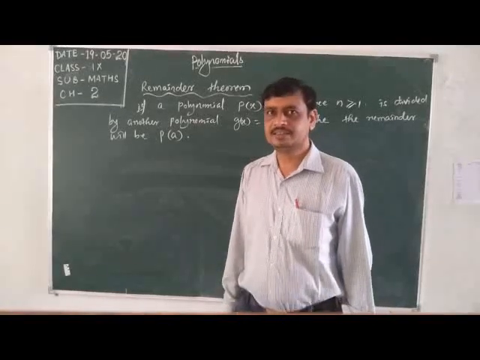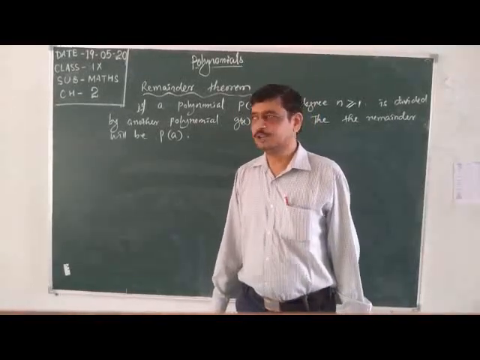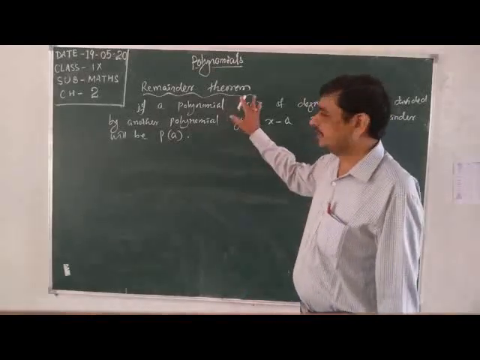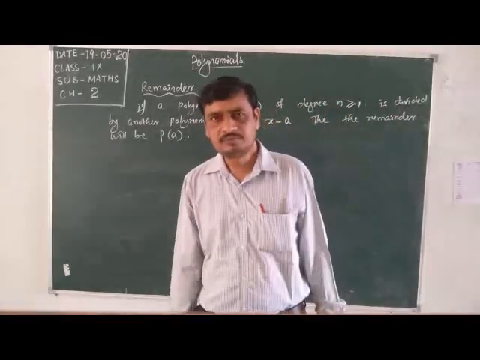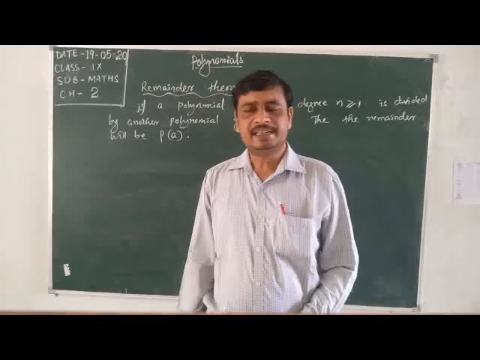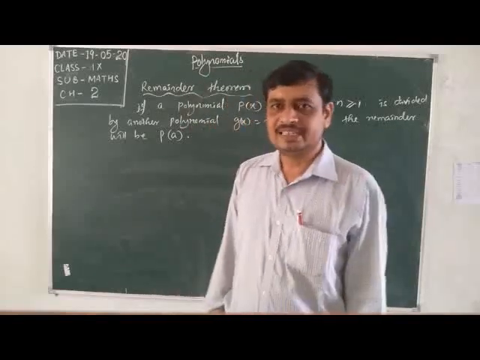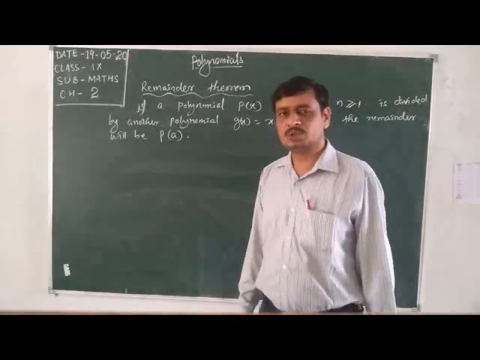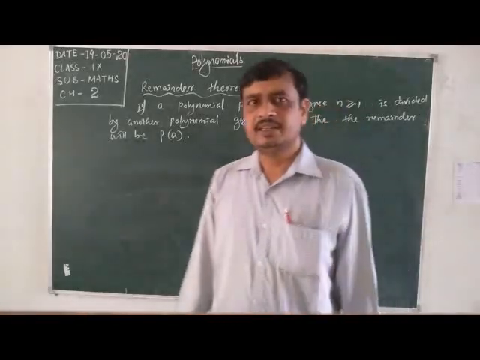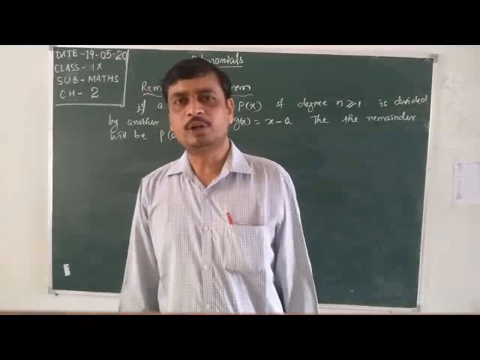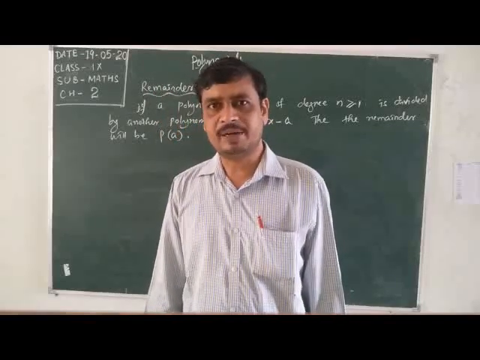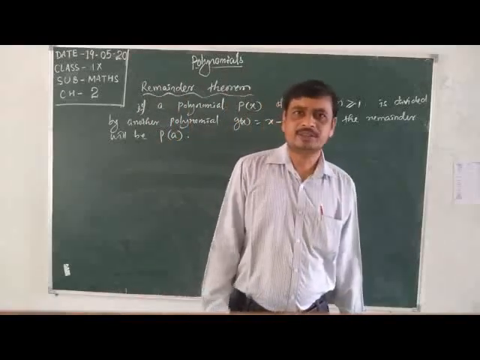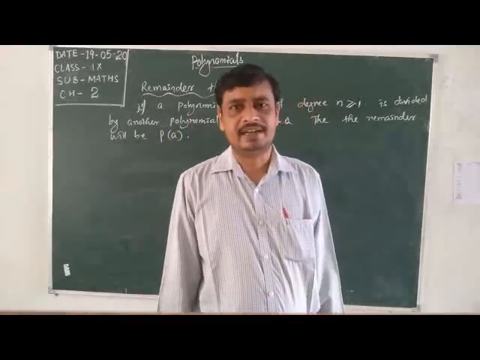9th Mathematics, second chapter, Polynomials. Here, we'll discuss the remainder theorem. When any number is divided by another number, it gives some quotient and some remainder. In the same way, when a polynomial is divided by another polynomial, it also gives a quotient and remainder.